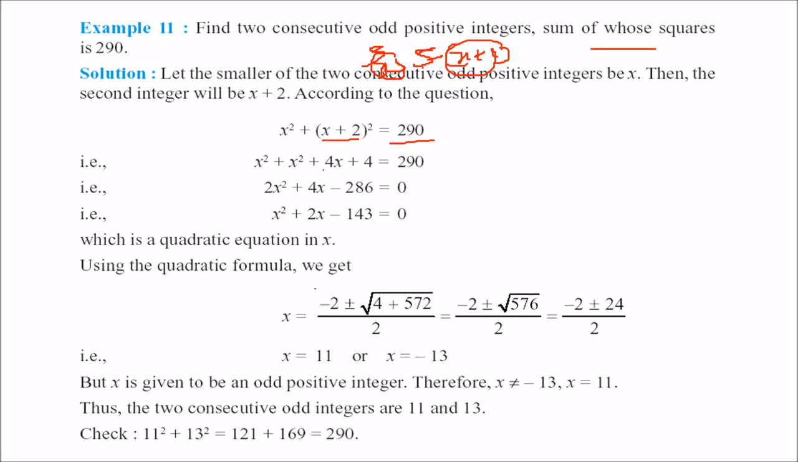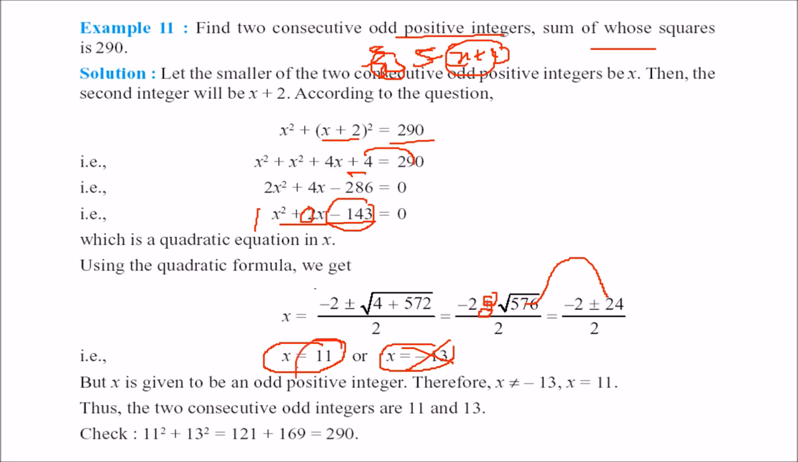x square, just open it: x square plus 2 square plus 4x. Take 290 here, and you will get an equation like this. You can directly solve it because a is 1, b is 2, c is minus 143. Minus b plus minus under root b square minus 4ac by 2a will give you the answer. One time the root will be plus, one time minus: one time x equals 11, one time it equals minus 13, because 576 is the square of 24. We will not take minus 13 because it is an odd positive integer. So one number is 11, and the other is 11 plus 2, that is 13.